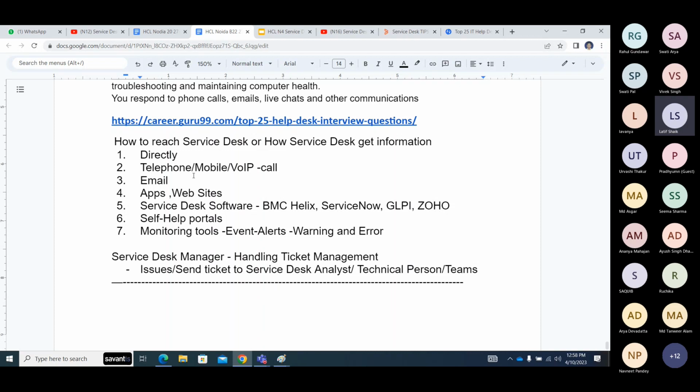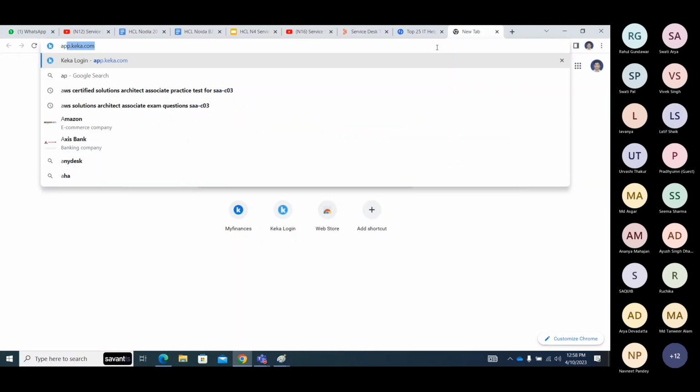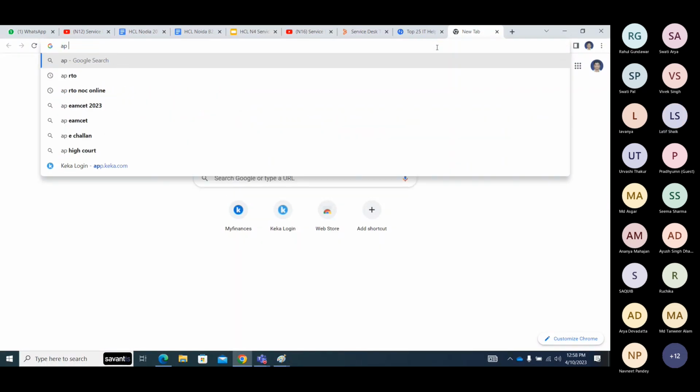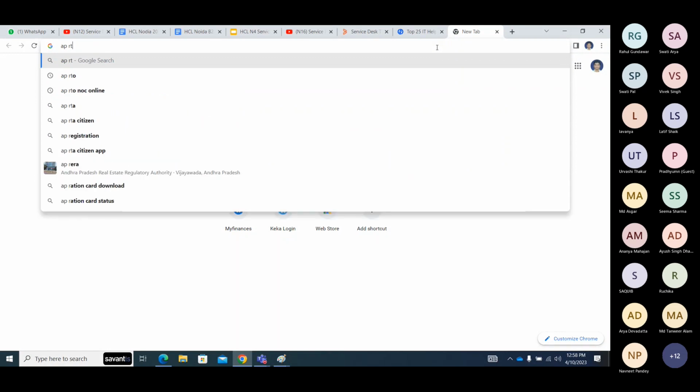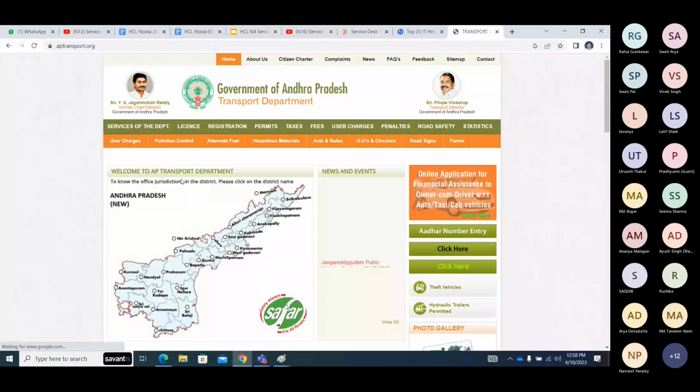Email support: I will send an email to my IT supporting team saying I'm getting this kind of issue. So I go through email. There are also separate apps, websites, and web portal links. For example, I'm getting some issue in my RTC. Just for example, I'm showing this.